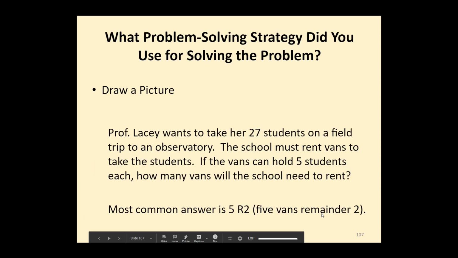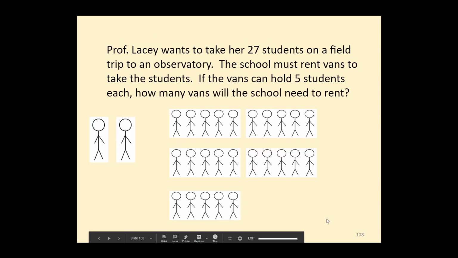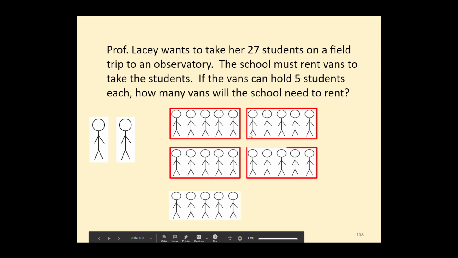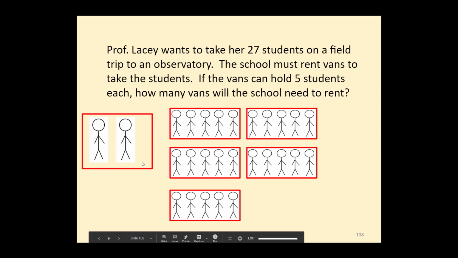Another way that you can do this is the draw a picture strategy. Here is the exact same problem. This time, the students, after they've maybe worked with conceptual understanding using the concrete manipulatives first, now perhaps they can just draw the students and then group them by fives to see that they will be grouping them in terms of the van, and then the two other students at the end will also need their own van, or they won't be able to attend the field trip.